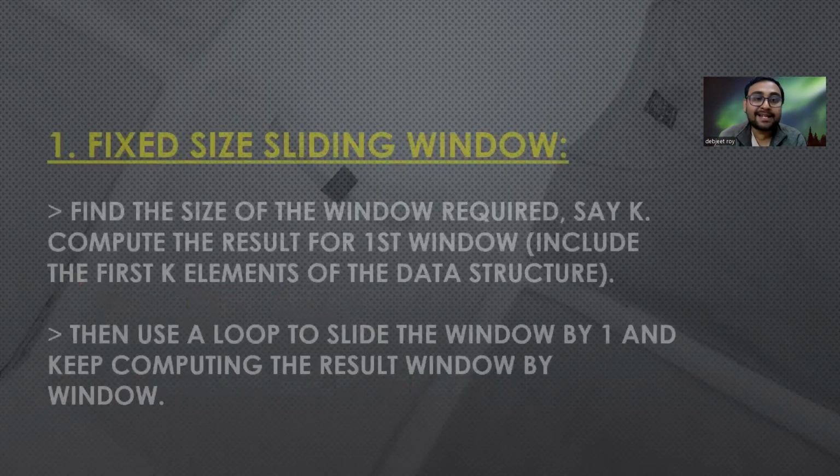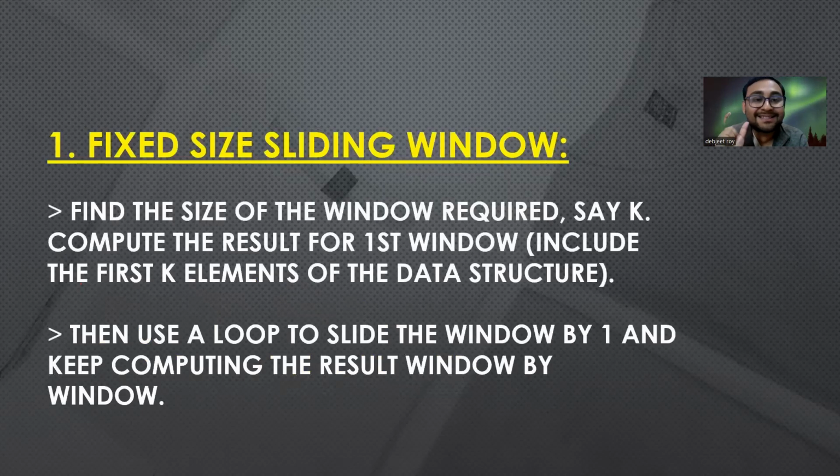So fixed size sliding window is what? We have to find the size of the window required, say k, and we have to compute the result for the first window, including the first k elements. And then after that we have to use a loop to slide the window and compare with the current sum which has been calculated. So this is the way fixed sliding window works.